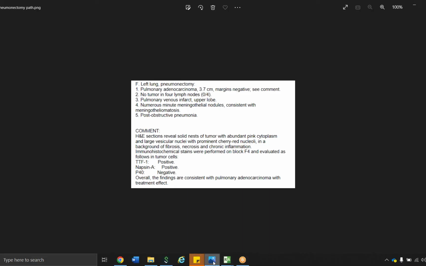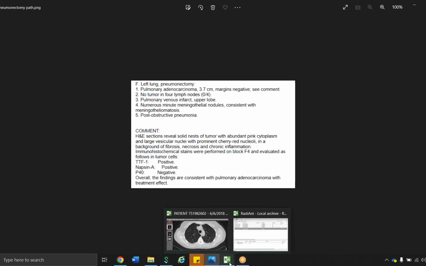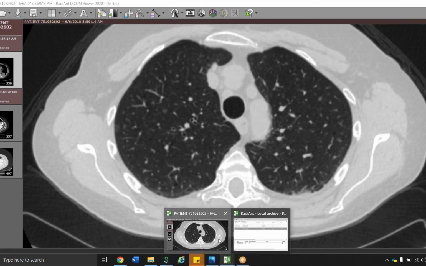And we actually do have the path report from the pneumonectomy, which confirms this, that the patient did have meningotheliomatosis. So these are all tiny meningothelial-like nodules. I thought it was just nice that we have an actual pathologic correlate since this patient did go to pneumonectomy.